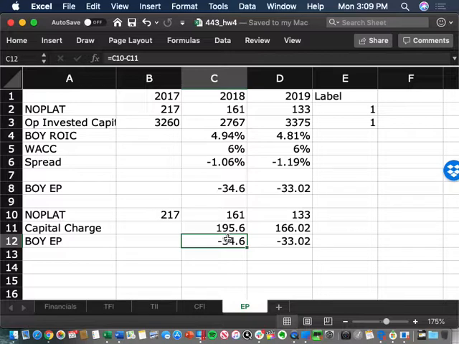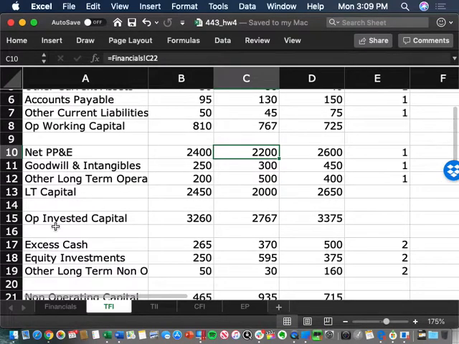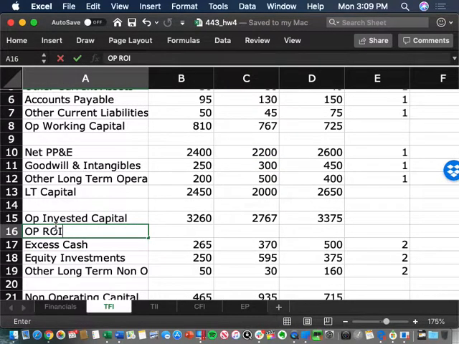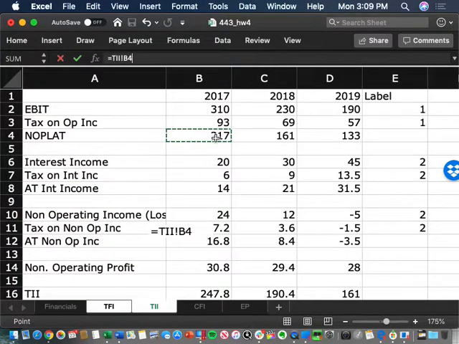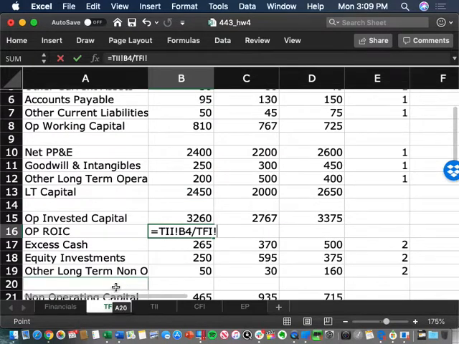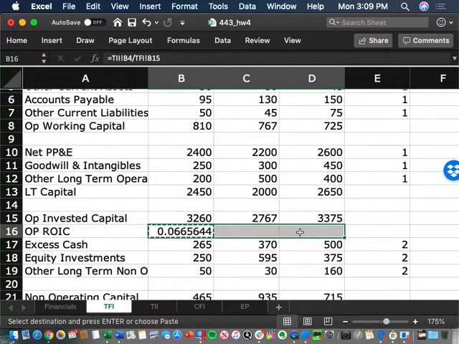All right, but I want to give you a roadmap to where we're going. Now that we are done with the statements, we're ready to do the analytics. We have much clearer lines to do the analysis. So let me give you a preview. I'll come back to TFI. I now have the ability to calculate an operating ROIC, which is if I take from my TII, my NOPLAT, and I divide from my TFI, my operating invested capital, I have an operating ROIC for the business.